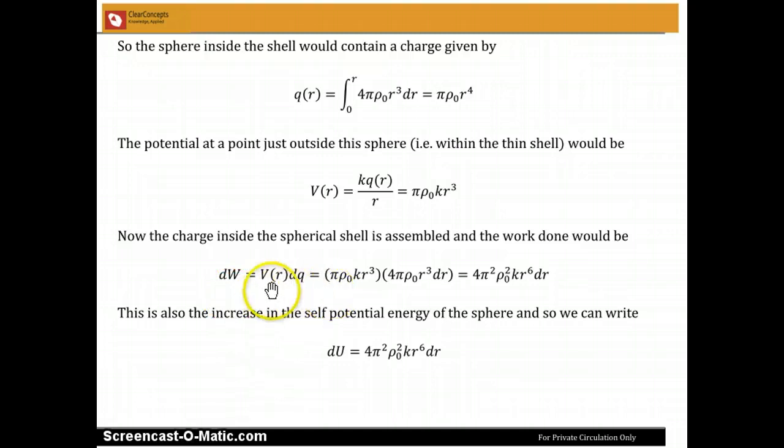And so I've got the expressions for V_r and dq. I multiply both of them. So pi rho naught k r cubed, that is V_r, times 4 pi rho naught r cubed dr, and that is dq. I multiply the two, and what I get is 4 pi squared rho naught squared k r to the power 6 dr. This obviously is the increase in the self-potential energy of the sphere. And so we can just say that that is dU, the increase in self-potential energy, which is 4 pi squared rho naught squared k r to the power 6 dr.